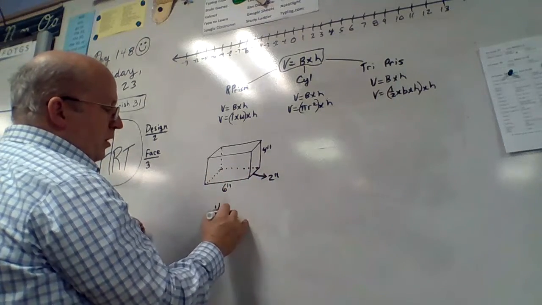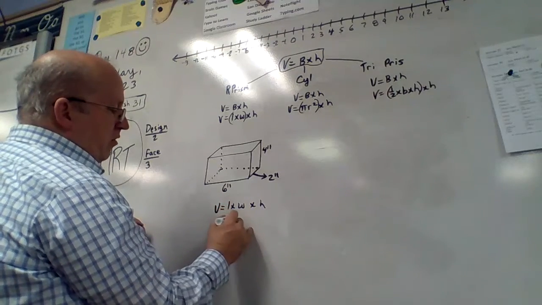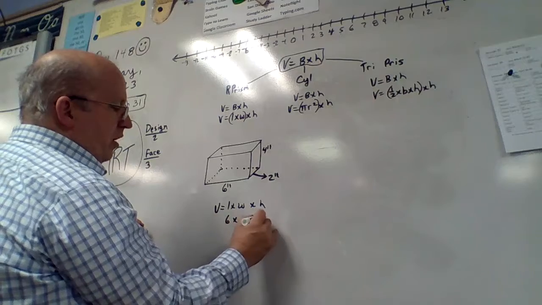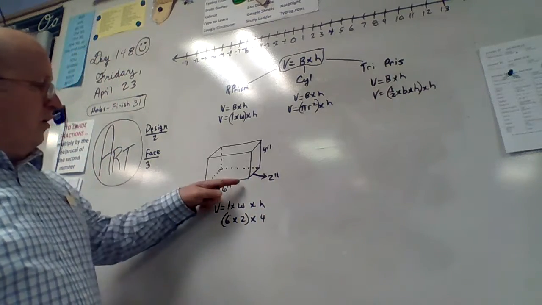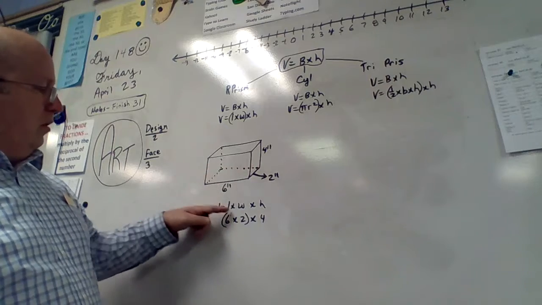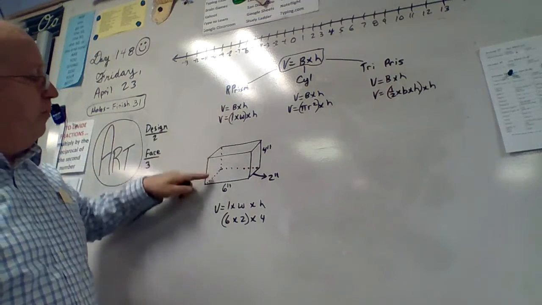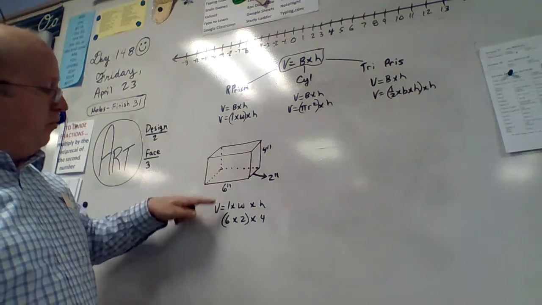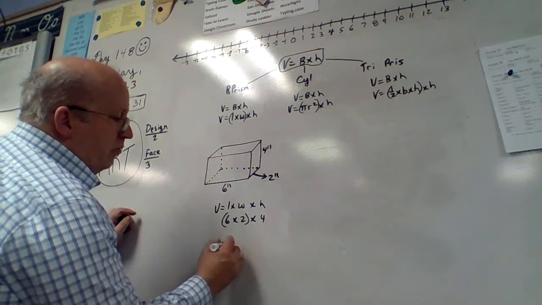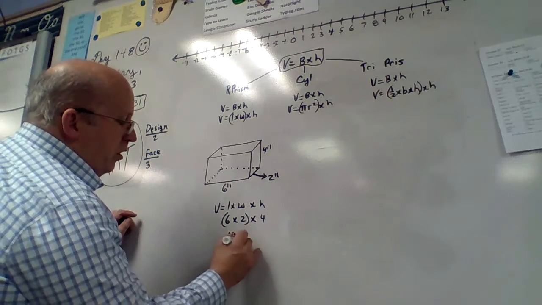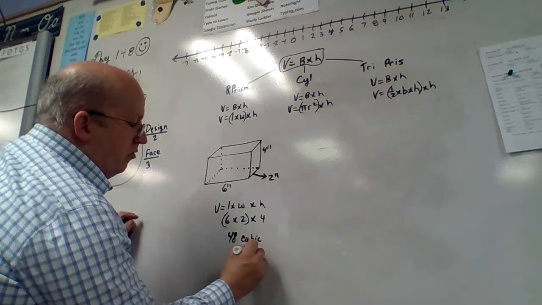So volume equals length times width times height. The length is 6, the width is 2, and the height is 4. Make sense? The 6 and the 2, the L and the W, are the area of the rectangular base. That base on the bottom is a rectangle. So in this case, 6 times 2 is 12, times 4 is 48. We get 48 cubic inches.